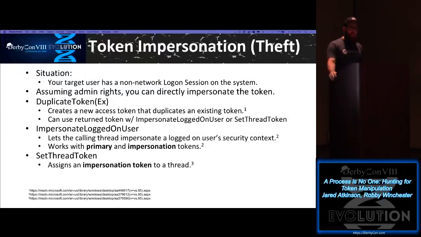So token theft, this is that get system attack where you directly steal a token from a running process, right? Your target user has a non-network logon session on the system. This could be a process running as system, like WinLogon or something like that. Or it can be maybe a domain admin RDP'd into a system and you want to steal their token. And you call OpenProcess on the process that you're interested in, DuplicateTokenEx, get a secondary token, and then you can apply that token to your thread using ImpersonateLoggedOnUser or SetThreadToken.